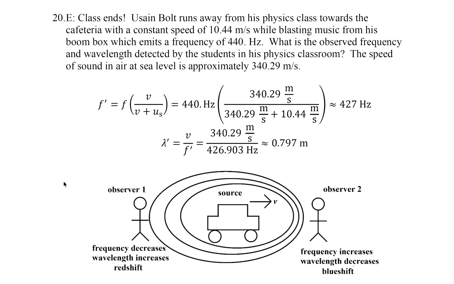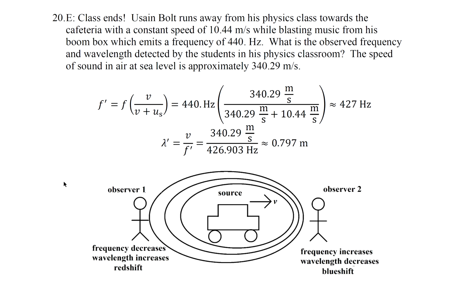Question 20. Usain Bolt runs away from his physics class towards the cafeteria with a constant speed of 10.44 meters per second while blasting music from his boombox, which emits a frequency of 440 hertz. What is the observed frequency and wavelength detected by the students in his physics classroom?